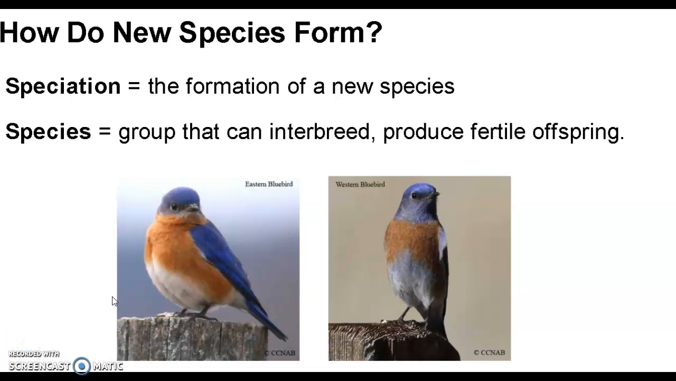For example, if you were to take two breeds of dogs, like a poodle and a golden retriever, you could breed them, and they would produce puppies that could also produce offspring. So even though golden retrievers and poodles look very different from each other, they are considered to be the same species because they can interbreed and produce fertile offspring.